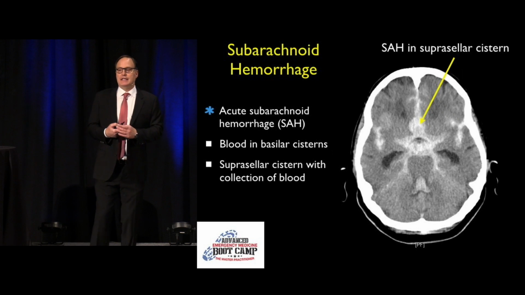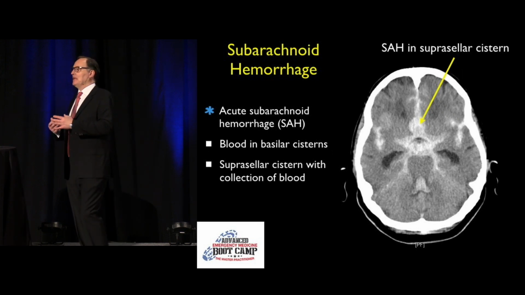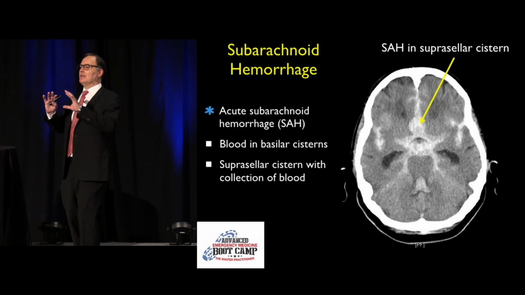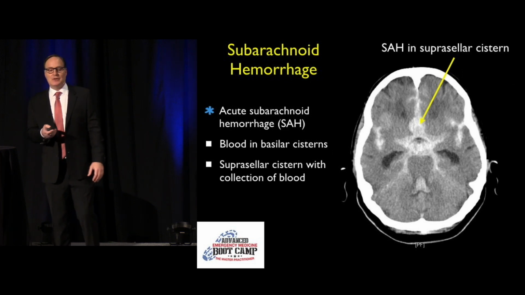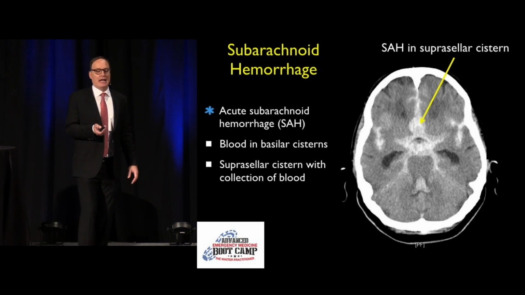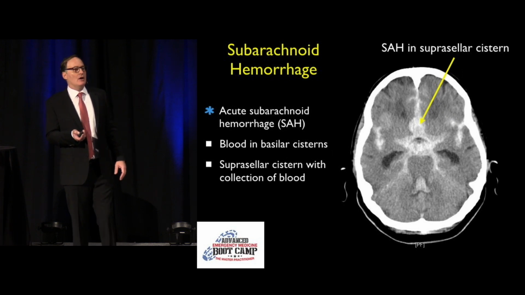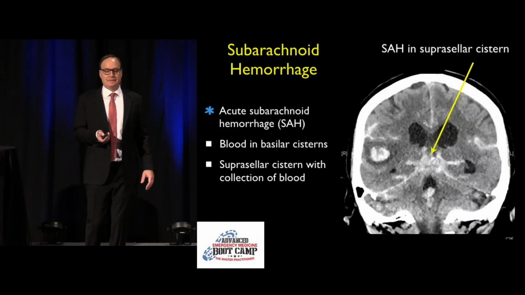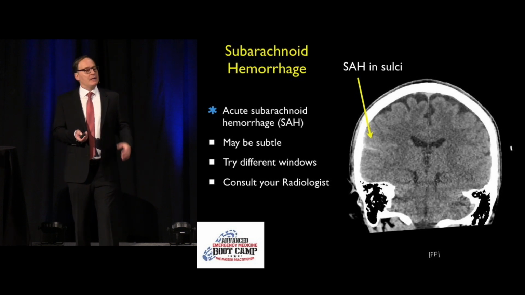This is actually called the Death Star, where you have blood that's layering out in the superior cerebellar cistern. And that's known as the Death Star, where you actually have the 5 points of the star that are all lit up by blood. But some can be subtle.